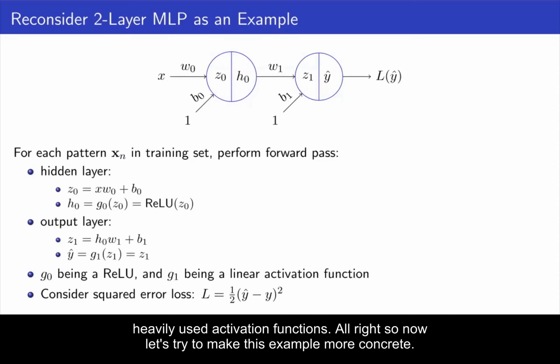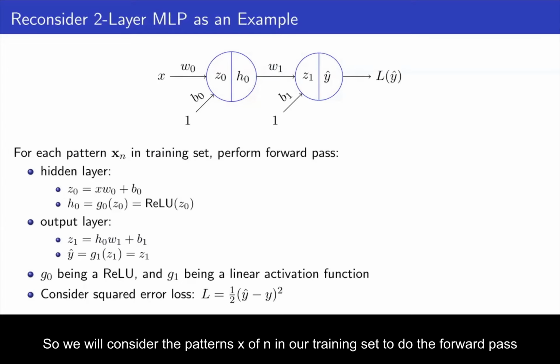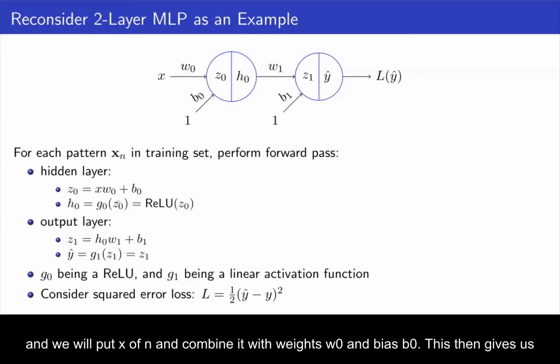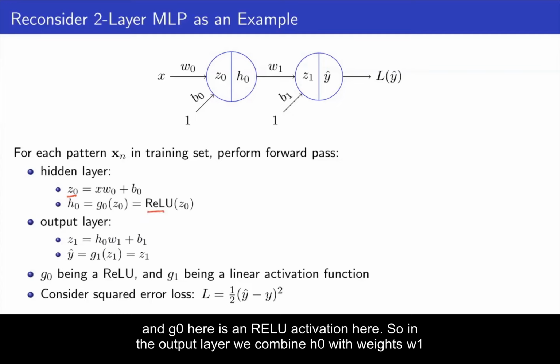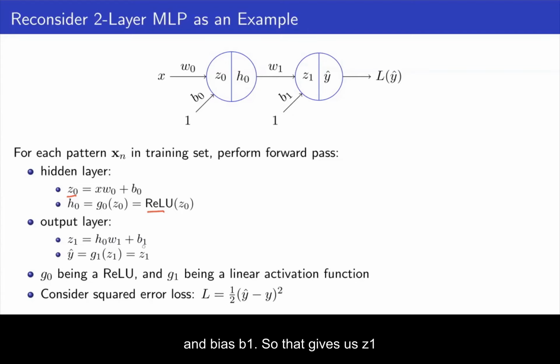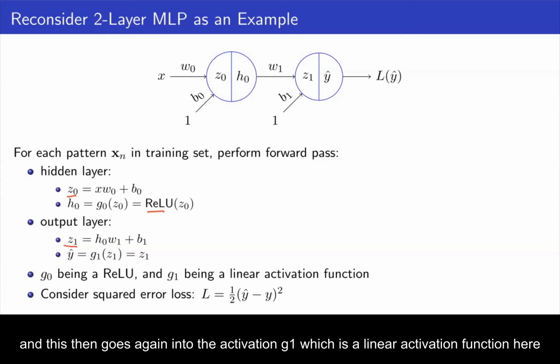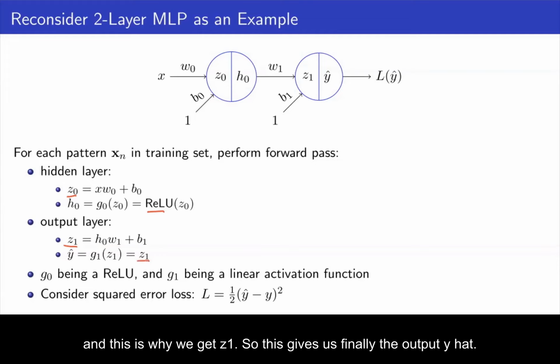All right, so now let's try to make this example more concrete. We will consider the patterns x of n in our training set to do the forward pass. And we will put x of n and combine it with weights W0 and bias B0. This then gives us z0. The first output activation h0 is then calculated by going through the activation g0, and g0 here is a ReLU activation. In the output layer, we combine h0 with weights W1 and bias B1. That gives us z1. And this then goes again into the activation g1, which is a linear activation function here. So this gives us finally the output y hat.